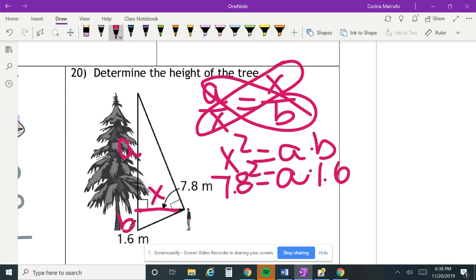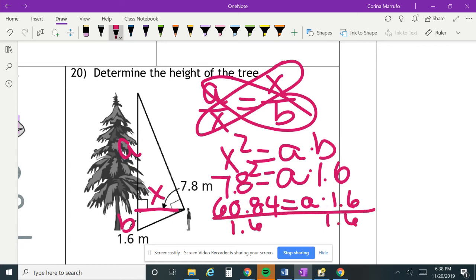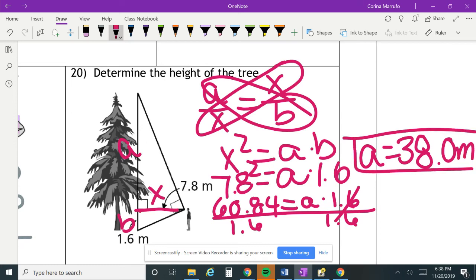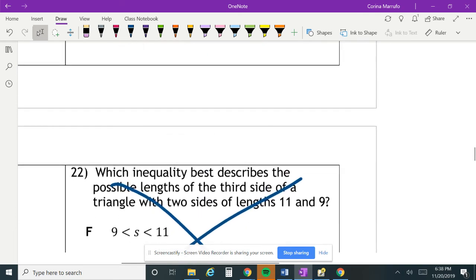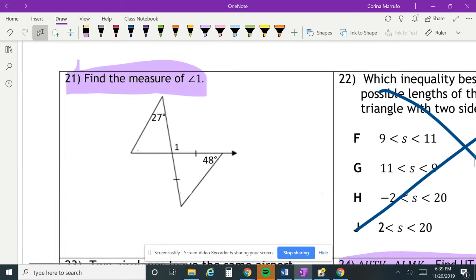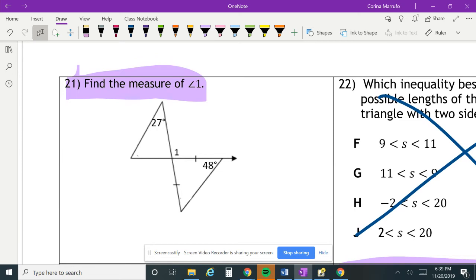So 7.8 squared is going to give us 60.84, and this is equal to a times 1.6. We divide both sides by 1.6 to solve for a. And we get a is equal to, dividing by 1.6, that gives us 38.025. So rounding to the nearest tenth, that would stay as a 0. Meters for the units. Right, this one will definitely come out on your test, of course, different numbers.